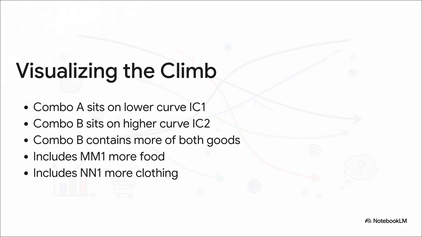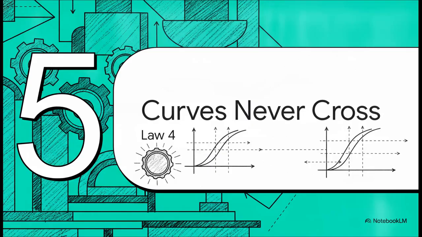So the absolute crucial takeaway here is that moving to a higher curve means you are gaining more of both commodities. It represents a wealthier, decidedly more satisfied position. Finally, Section 5. Law 4. Curves never cross. This is the final property that mathematically holds the entire model together.